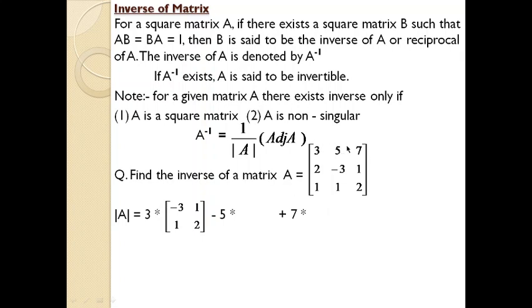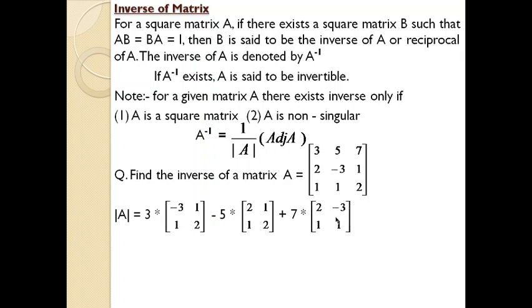When 5 is selected, the corresponding row and column are neglected. So the remaining numbers are 2, 1, 1, 2. Next, plus. The next number is 7. When 7 is selected, the corresponding row and column are neglected. So the remaining matrix is 2, -3, 1 and 1.